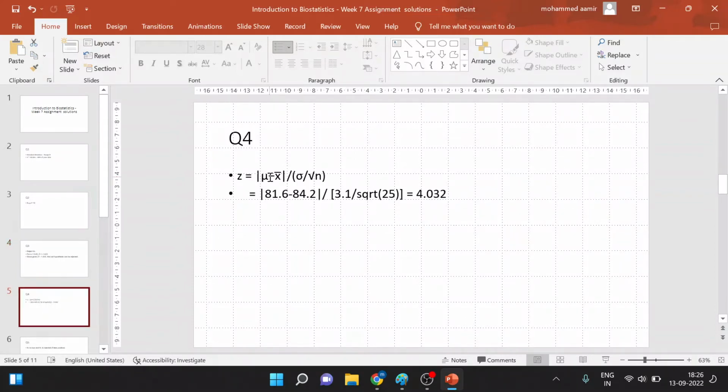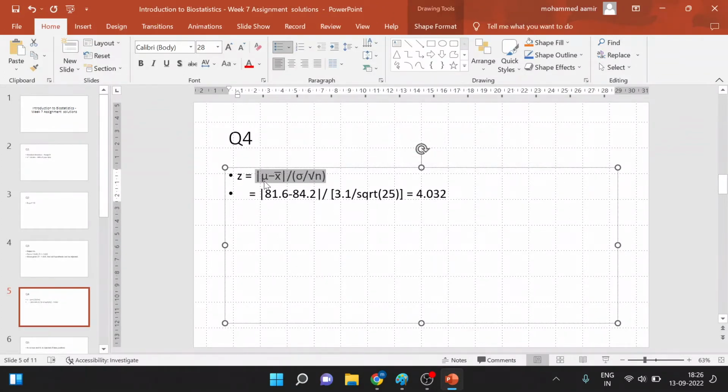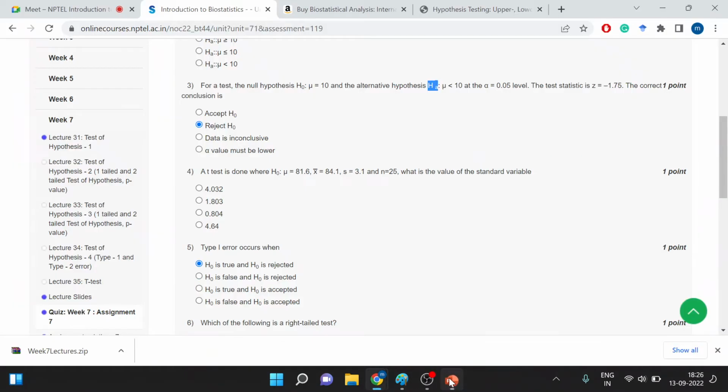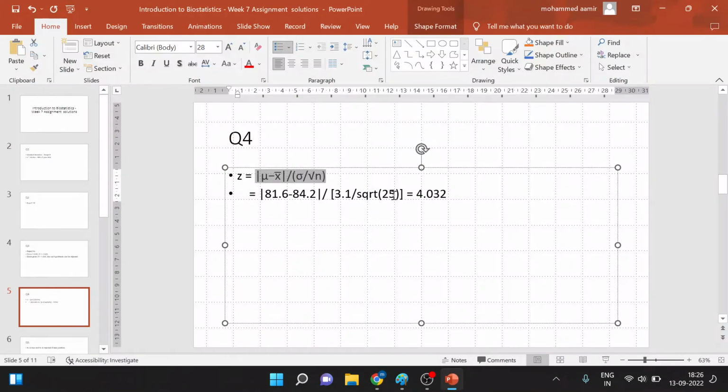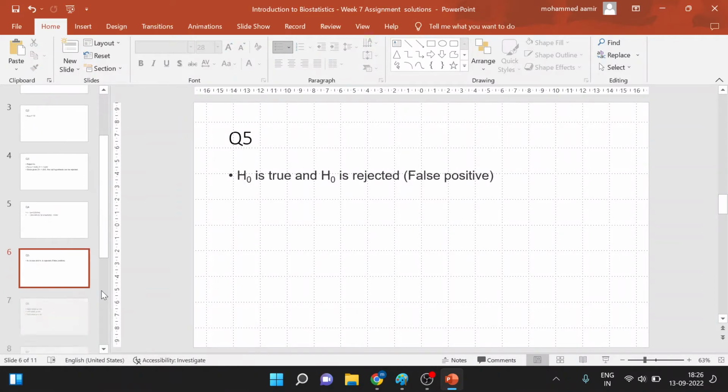You take the absolute value of the null hypothesis mean minus the mean that you obtain from your sample, divided by the standard deviation over the square root of your sample size. If you substitute the values, the mean of the null hypothesis is 81.6, your sample mean is 84.2, the given standard deviation is 3.1, and the square root of your sample size, which is 25. If you compute that, you get this answer. It's basic substitution. That's simple.